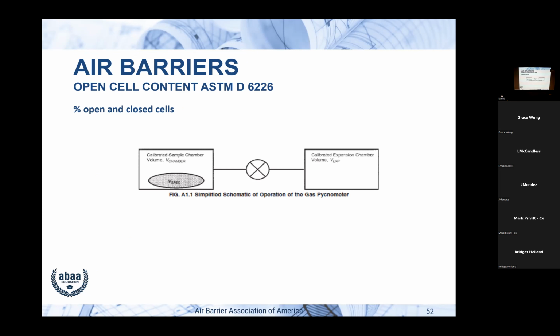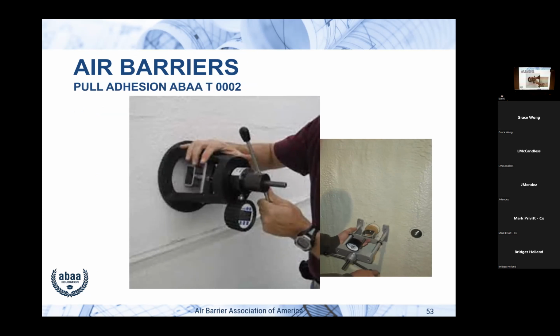And I don't know why, but we've always done it. Here's your pull test. This is the Abbott T0002. Compton and force test, 2 different ones, basic principle.